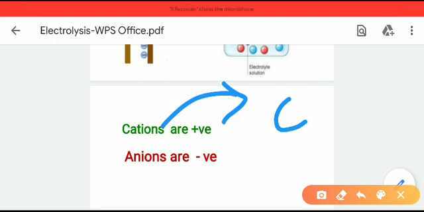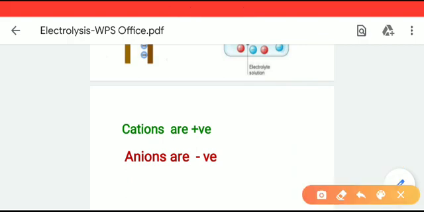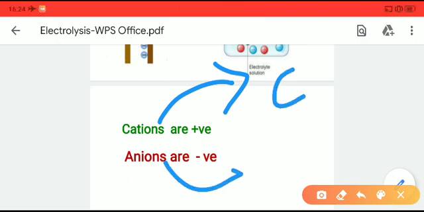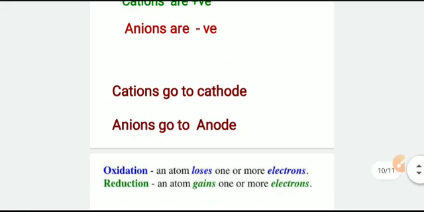Anions, the negative charge species, will go to the positive electrode, that is the anode. Remember PANIC: positive anode, negative cathode. Cations are positive, so they go to the negative end, the cathode, and anions, the negative charge species, go to the positive electrode, the anode. So remember one thing: cations go to the cathode and anions go to the anode.